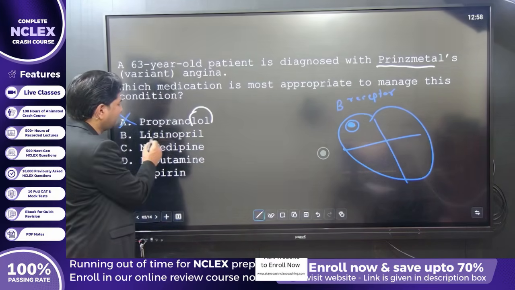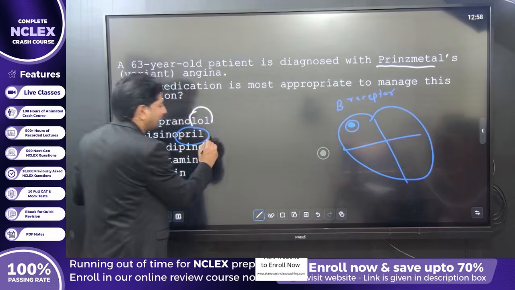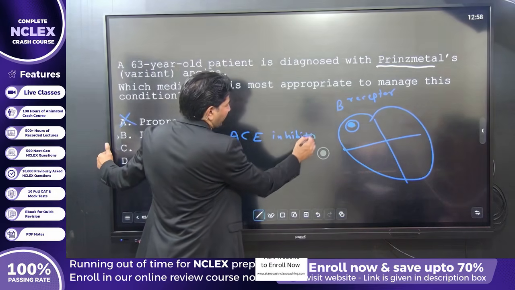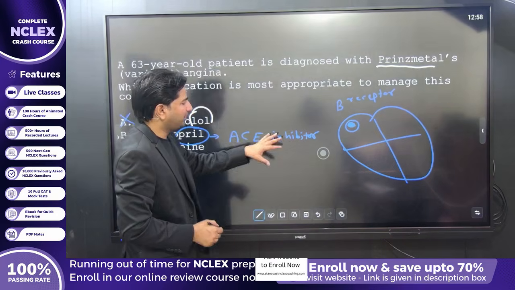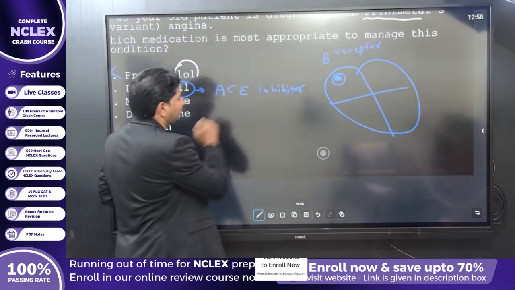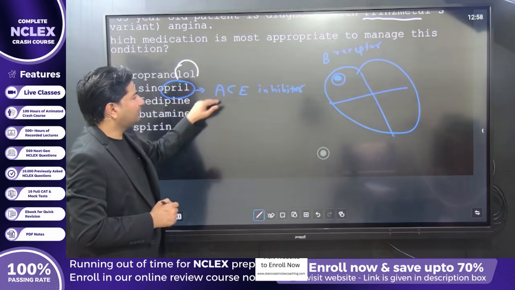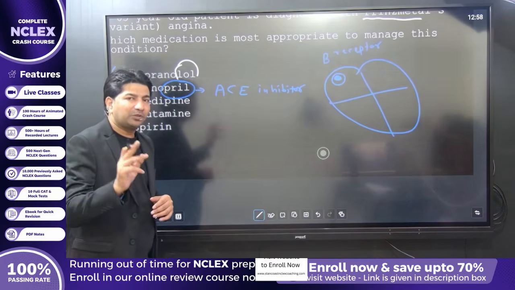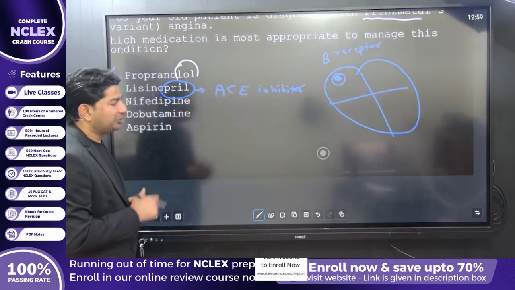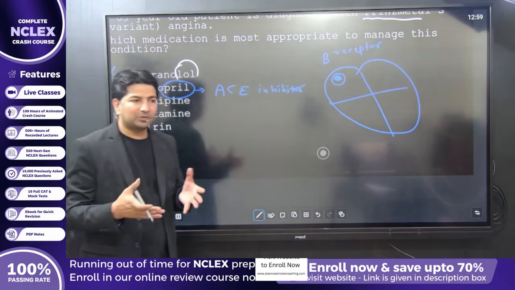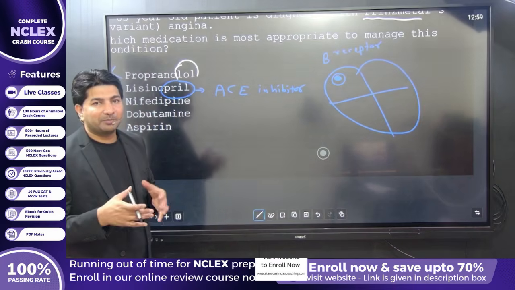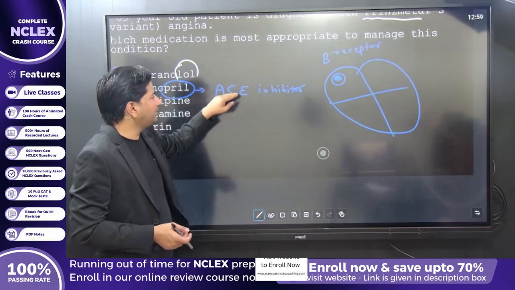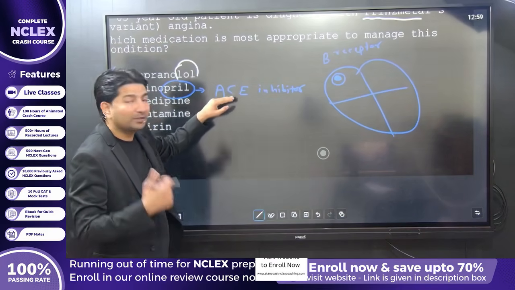Yes, the next option is lisinopril. Now, any drug ending in pril is an ACE inhibitor. That is an angiotensin-converting enzyme inhibitor. And this angiotensin-converting enzyme is found in the lungs. The angiotensin-converting enzyme is in the lungs, and it converts angiotensin 1 into angiotensin 2. Once it's converted to angiotensin 2, it causes our blood vessels to contract, which leads to an increase in blood pressure. So when we give an ACE inhibitor, it means it will reduce the ACE, the enzyme being produced in the lungs.